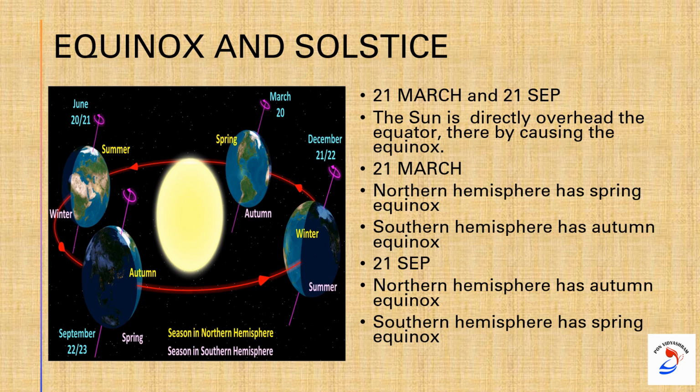So what will happen in these regions? On 21st March, the places in the northern hemisphere will have equal day and equal night. Same on 21st March in the southern hemisphere, whichever places are there have equal day and equal night, and the season will be autumn. Okay, so that is what we are learning here. Have you all understood this, children? So let's move on to the next one.